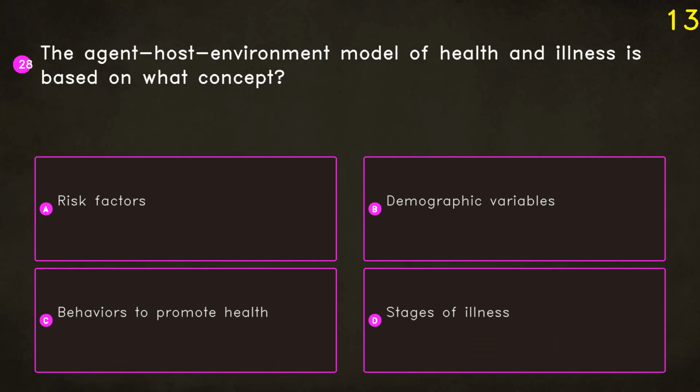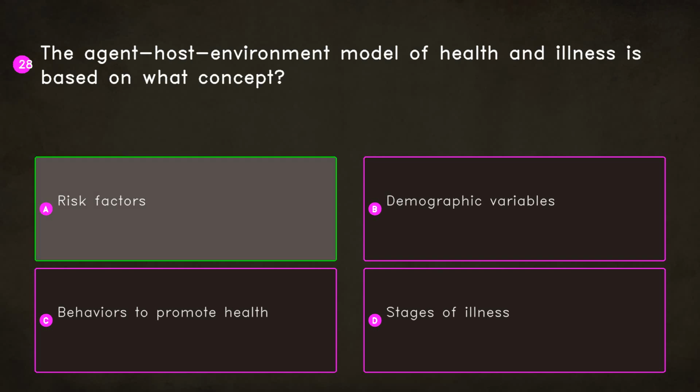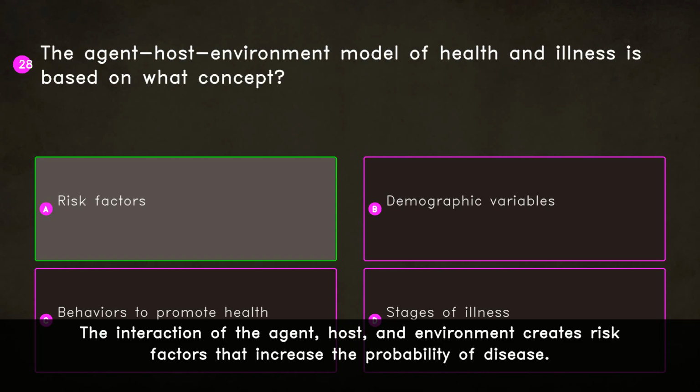Question 28. The agent-host environment model of health and illness is based on what concept? A. Risk factors. B. Demographic variables. C. Behaviors to promote health. D. Stages of illness. The correct answer is risk factors. The interaction of the agent, host, and environment creates risk factors that increase the probability of disease.